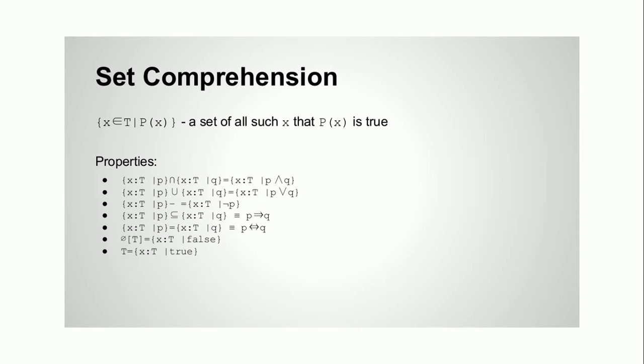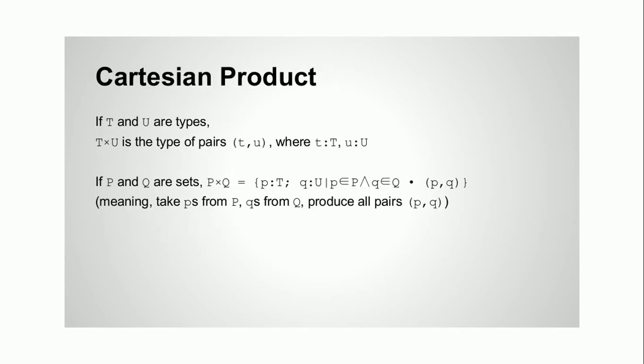Set comprehensions: the set of all such x that P(x) is true. These are the properties. If T and U are types, then T cross U is the type of pairs (t, u), where t is from T and u is from U. If P and Q are sets, then the pair means p is from P and q is from Q.